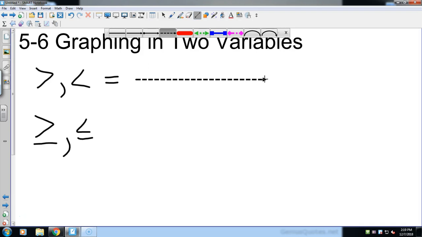And then the bottom ones, because they are greater than or equal to and less than or equal to, will be drawn with an actual solid line because they do include the value. Kind of like when we started out with inequalities in an earlier chapter and we had open circles and closed circles. The closed circles meant equal to, the open circles meant just greater than or less than. So same thought process.